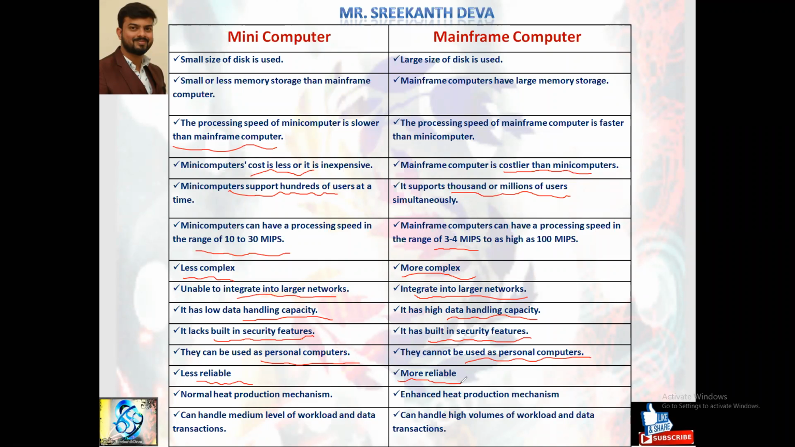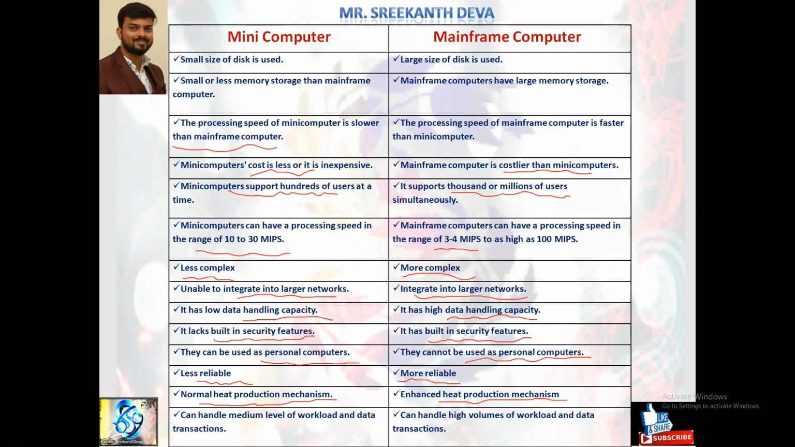Okay, we already discussed reliability in the characteristics of computers in the previous video session. Just go through that. In mini computers, there is a normal heat production mechanism, because they process only a small amount of data with less processing speed. That's what is required, so less heat is generated. But coming to mainframe computers, an enhanced heat production mechanism is there.